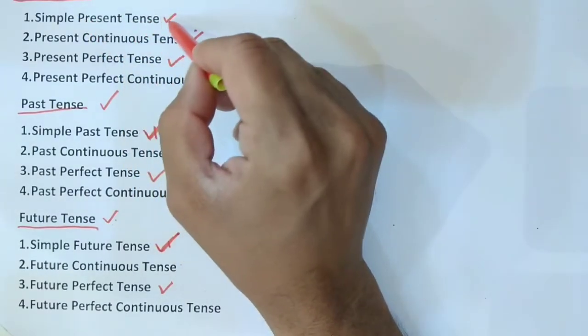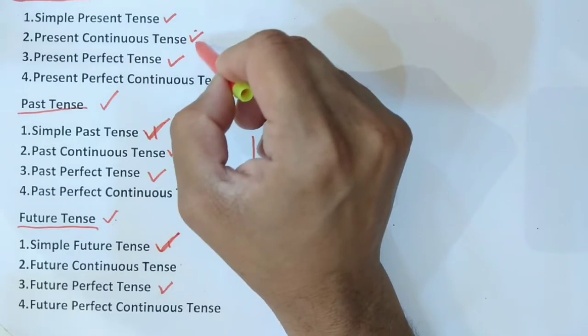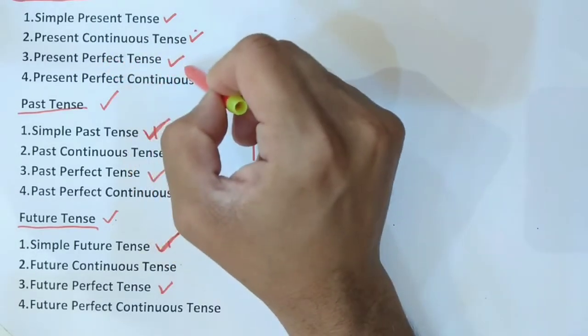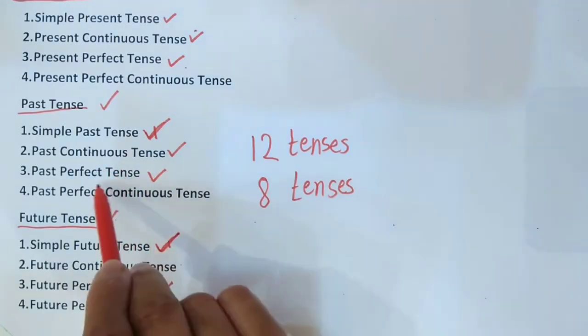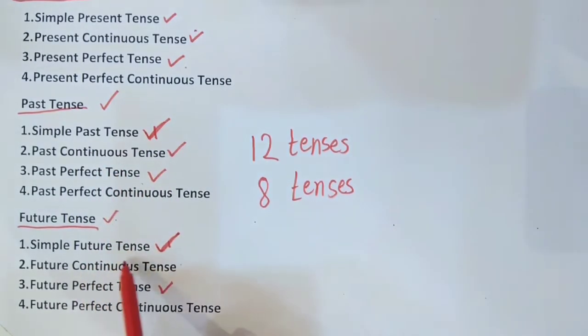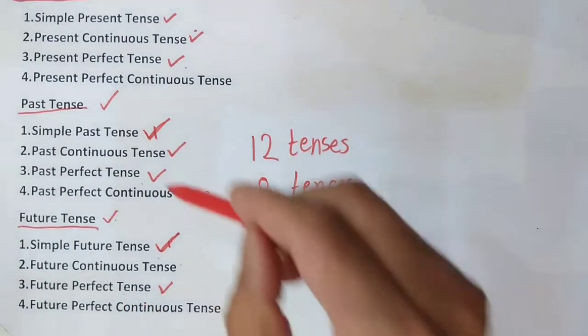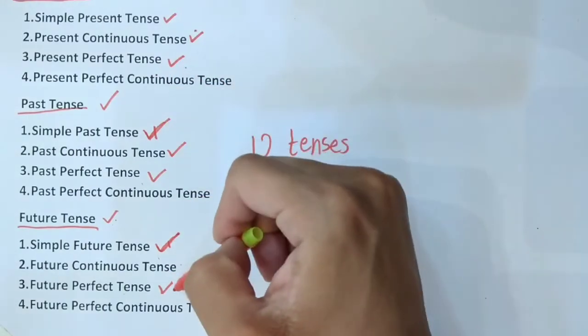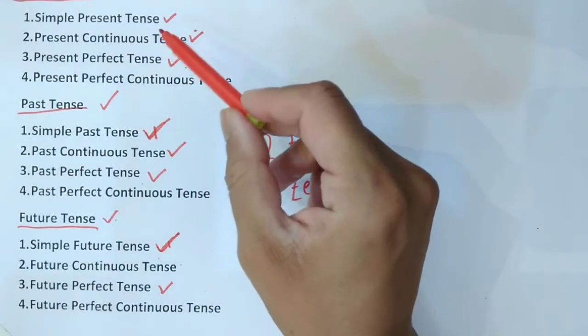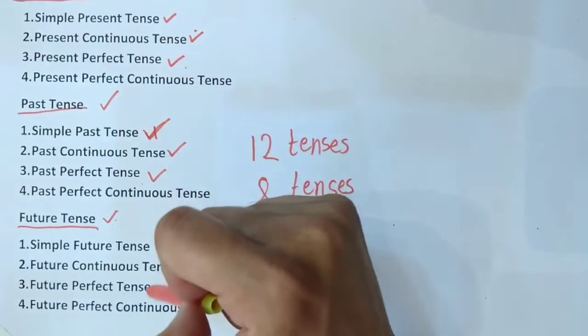Simple present tense, present continuous tense, present perfect tense, simple past tense, past continuous tense, past perfect tense, simple future tense, and future perfect tense. So these are the 8 tenses, the sentences of which can be converted from active voice into passive voice.